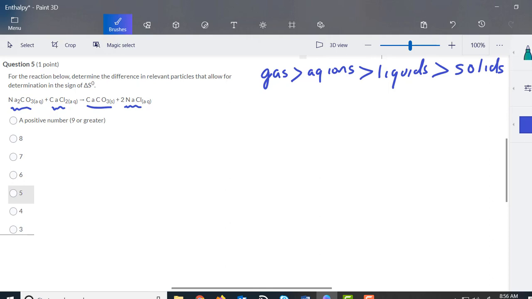You see, that's what the question's asking for. Determine the difference in relevant particles. In this case, it's aqueous ions, to allow for determination of delta S.